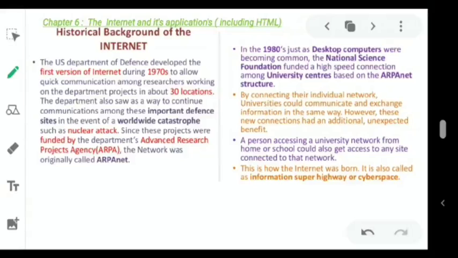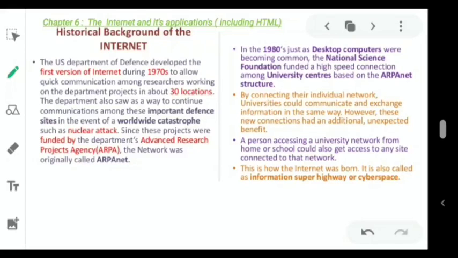So we will start with the brief history of the internet. The US Department of Defense developed the first version of the internet during the 1970s to allow quick communication among the researchers working on the department's projects in about 30 locations. The department also saw it as a way to continue communication among important defense sites in the event of a worldwide catastrophe, such as nuclear attacks and things like that. Since these projects were funded by the Advanced Research Projects Agency, that is ARPA, the network was originally called ARPANET.